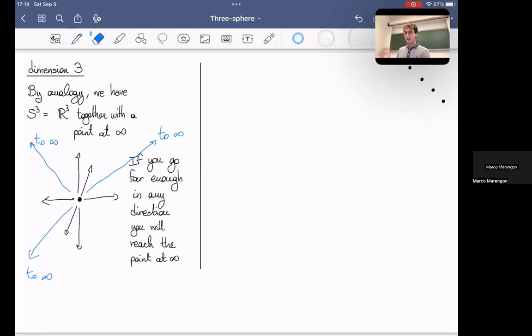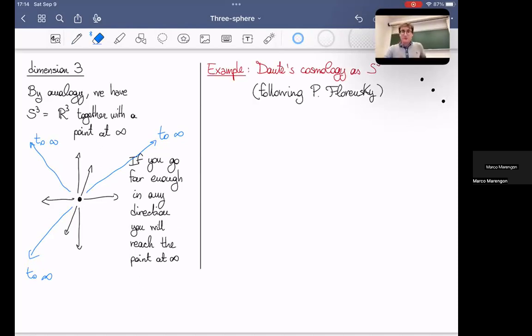So if you go far enough in any direction, you will go to the point at infinity on the three sphere. And I want to give you also an example from the literature of my culture, from Italian literature, of a sphere, of this three sphere. Following Florensky, there is a reinterpretation of Dante's cosmology as a three sphere rather than just a three space.